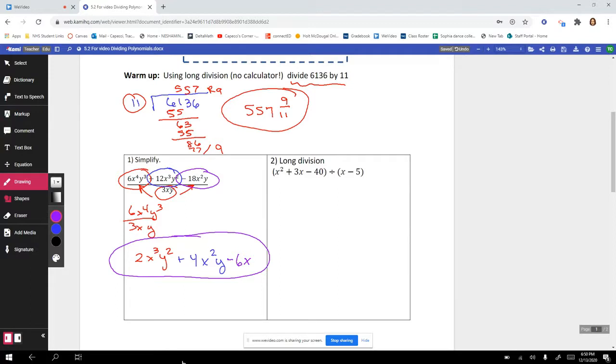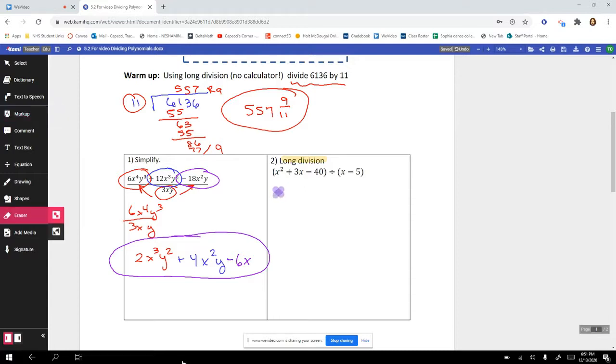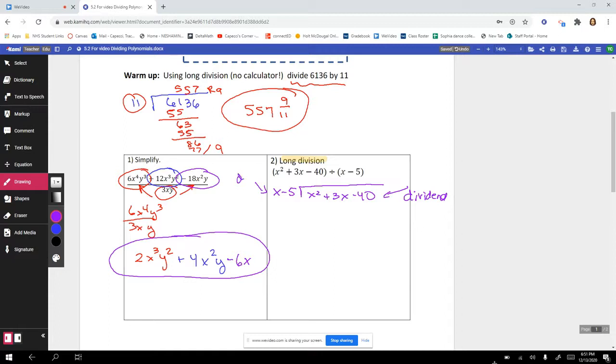Now, we're going to do one with long division, kind of like we just did with our warm-up. I'm going to set this up very carefully, so I have to be careful. I'm going to do this x minus 5. X minus 5 is my divisor, right? And then I'm going to go underneath my fraction bar. I have x squared plus 3x minus 40. So we call this my dividend, and this is my divisor.